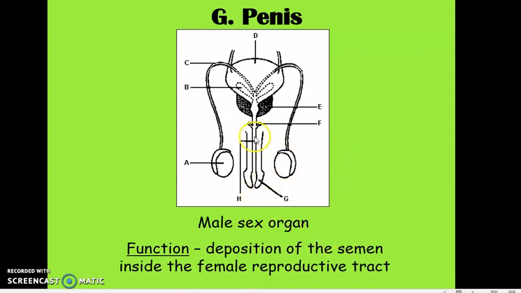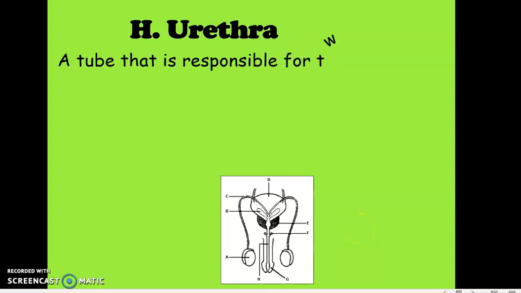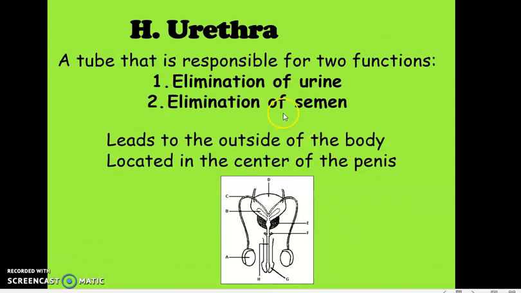What's its job? To deposit the sperm inside the female. H, the urethra, is the tube inside the penis. Its job is to be a passageway for the sperm to exit the body. It's also a passageway for urine to exit the body. So 2 functions: elimination of urine and elimination of sperm. It leads to outside the body. It's the tube inside the penis.